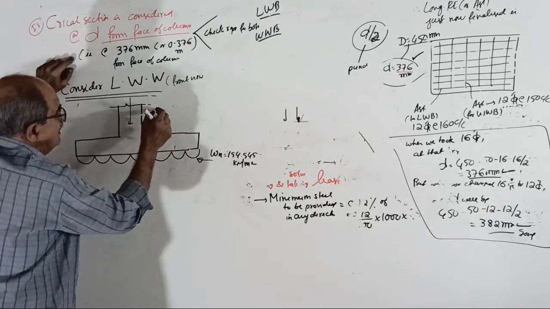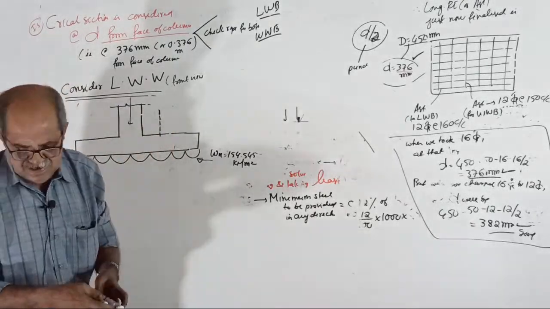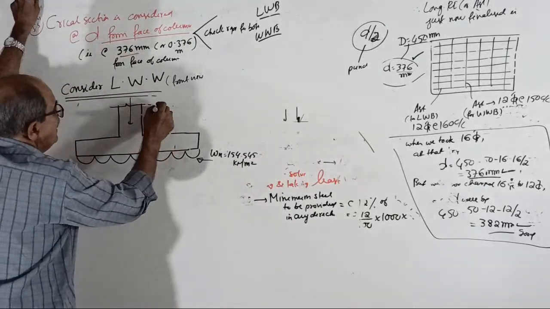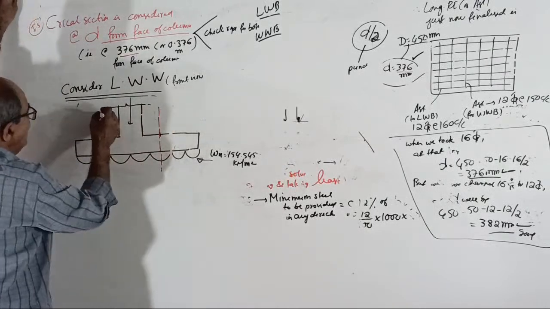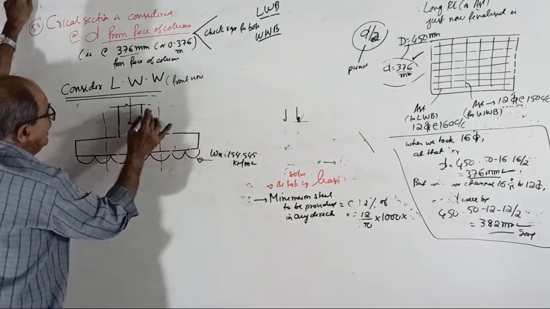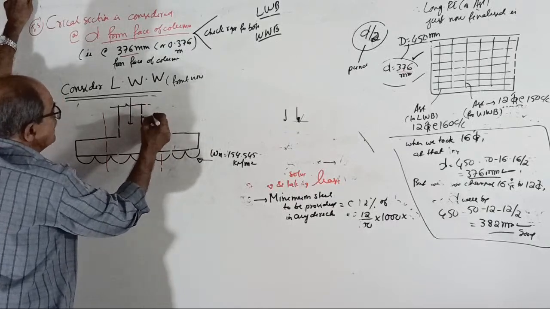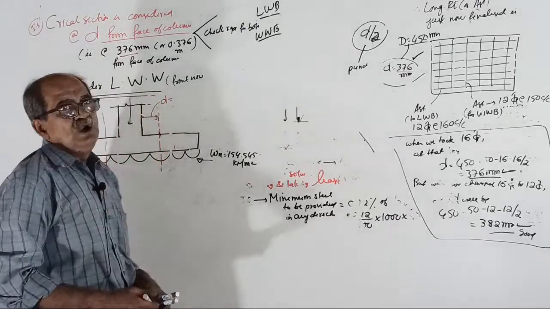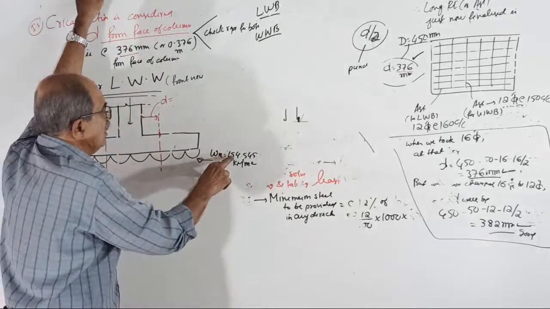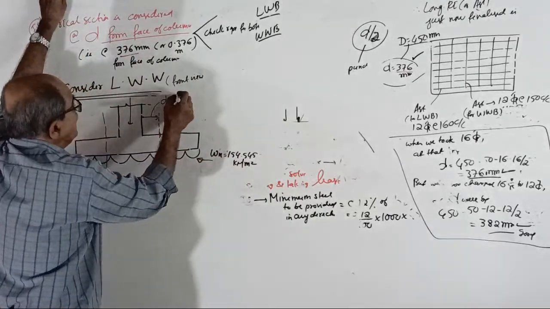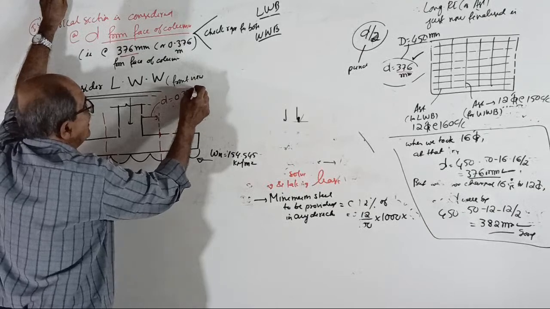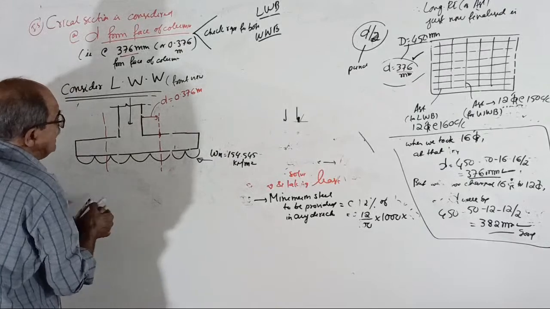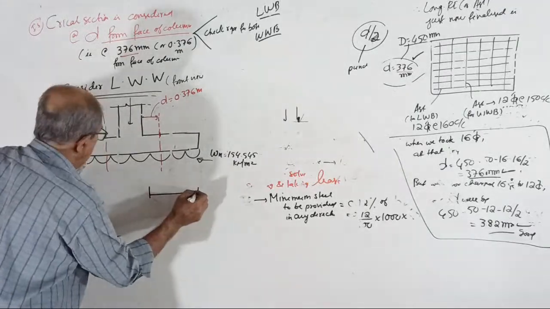I will put red color. I want red color for the critical section. 376 millimeter. Critical section comes here, one comes here, one comes here. Both are equal. So this is your critical section at D equal to, now remember, we are going to find the shear force. This is in kilonewton per meter square. We want meter, 0.376 meter.